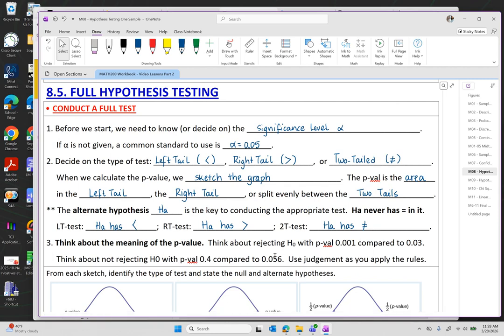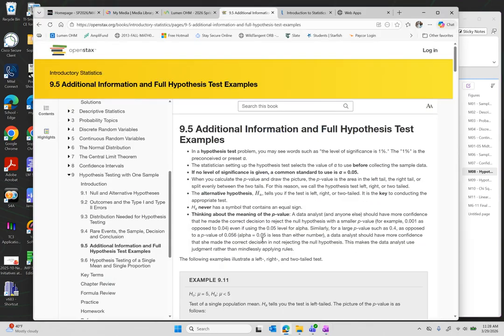Now that we went through the parts of the hypothesis test, the possible outcomes, the types of errors, and how to develop the null and alternative hypothesis, we will do some examples on full hypothesis testing. And for reference, in the introductory statistics textbook, this is section 9.5, additional information and full hypothesis test examples.